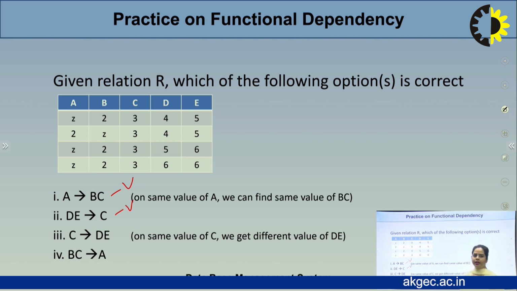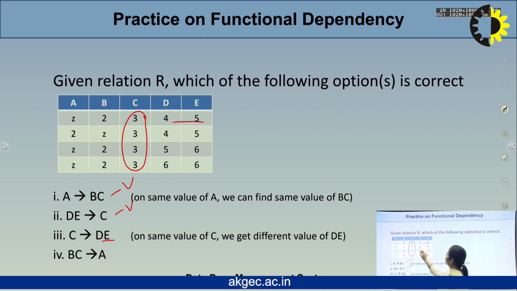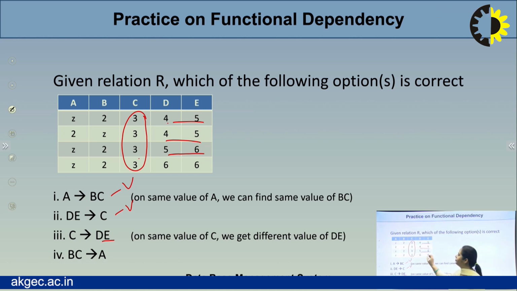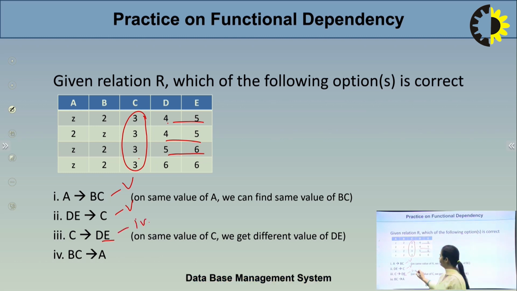C tends to DE. First check the same value of C. We have to get the same value for D and E. On 3, we get 4, 5, then 4, 5, then 5 and 6. This is the difference. Here on 3, I get 4 and 5, and here on 3, I get 5 and 6. So this functional dependency is invalid.